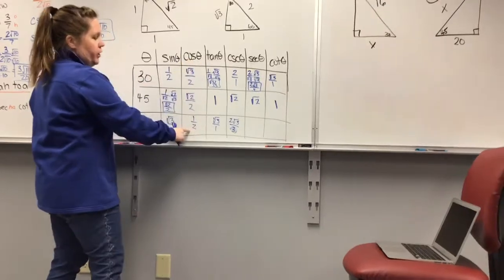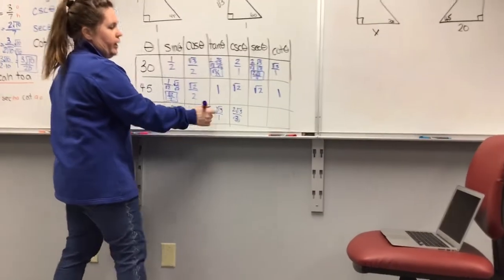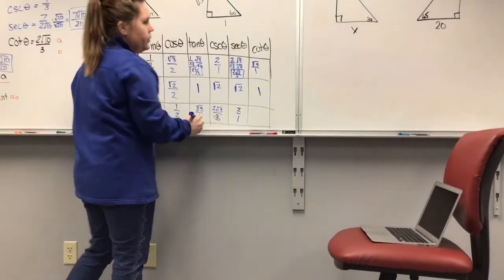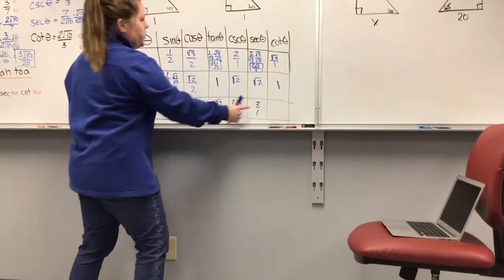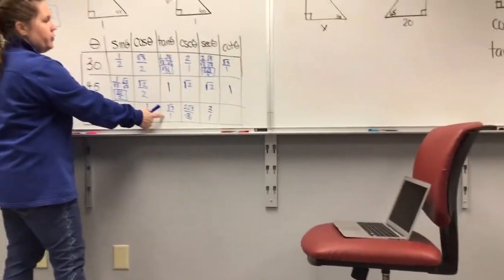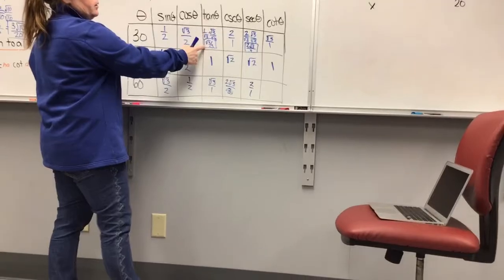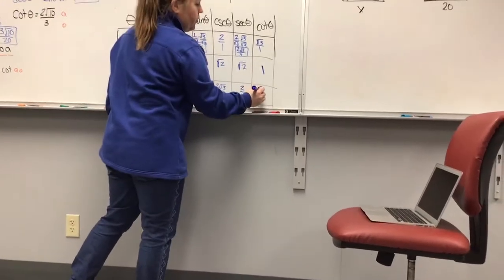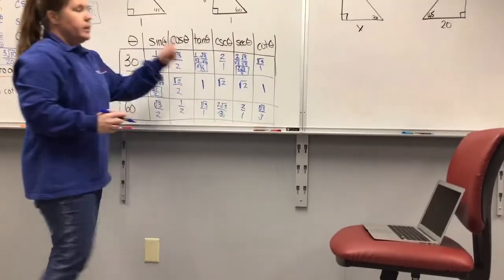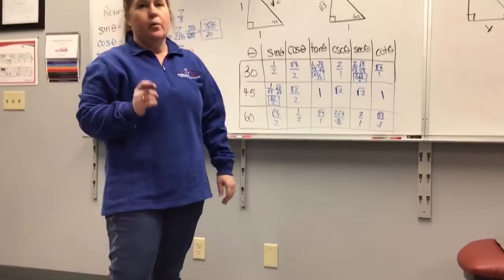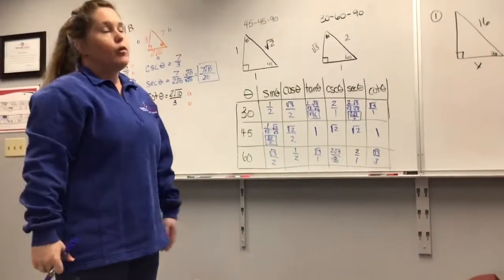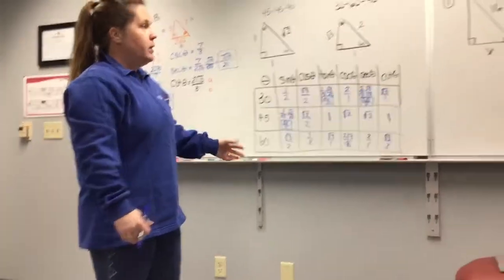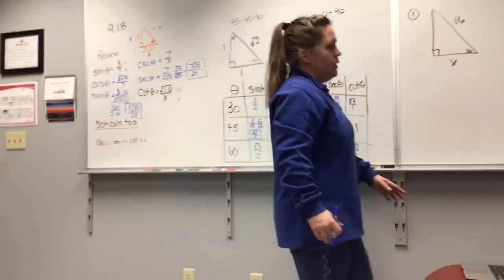Secant is the reciprocal of cosine. The reciprocal of 1/2 is 2. And then cotangent is the reciprocal of tangent. So I'll have 1 over the square root of 3, which simplifies to the square root of 3 over 3. Now this is a table that you are going to want to refer back to often. Okay? We are actually going to use it in these next two problems.